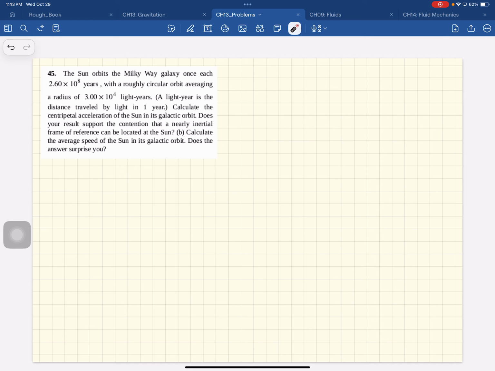So the sun orbits the Milky Way galaxy once every 260 million years with a roughly circular orbit averaging a radius of 3 million light years. Calculate the centripetal acceleration of the sun in its galactic orbit. Does your result support the contention that a nearly inertial frame of reference can be located on the sun? Calculate the average speed of the sun in the galactic orbit.